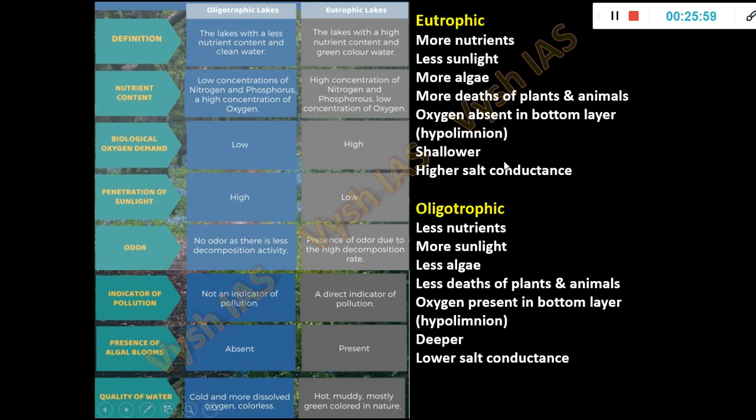So this is again the same thing. Here if you see, higher salt conductance is there in eutrophic. Here it is lower salt conductance. And this term, okay, hypolimnion, it means the bottommost layer of the water body. Okay, hypolimnion. So here oxygen will be absent at that level in eutrophic. Here oxygen will be present in the bottom layer. Okay, then remaining are simple things: nutrients, sunlight, algae. So this is just a summary, because more than this, if UPSC asks, then it will be difficult for everyone. But maximum what a person can teach you, I have taught you in this chart. Okay, so some facts we'll see and we'll wind up this session.